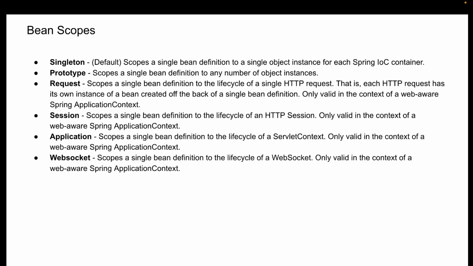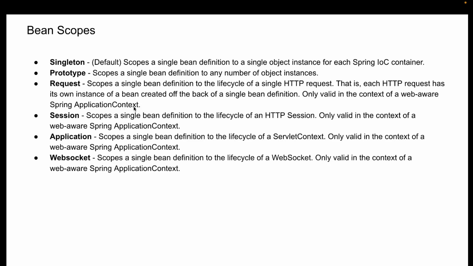Now let's see some other bean scopes. Next is request bean scope. What do you understand by request bean scope? It scopes a single bean definition to the life cycle of an HTTP request. That is, each HTTP request has its own instance of a bean created off the back of a single bean definition, only valid in the context of a web aware Spring application context.